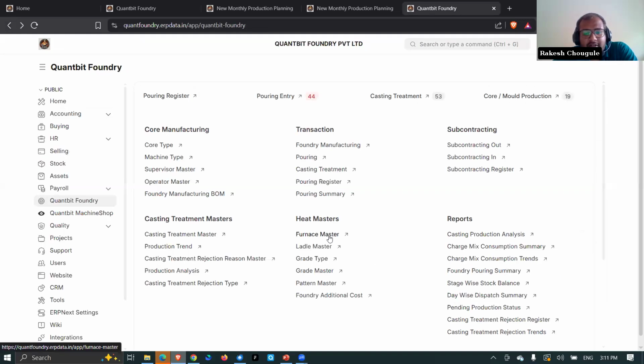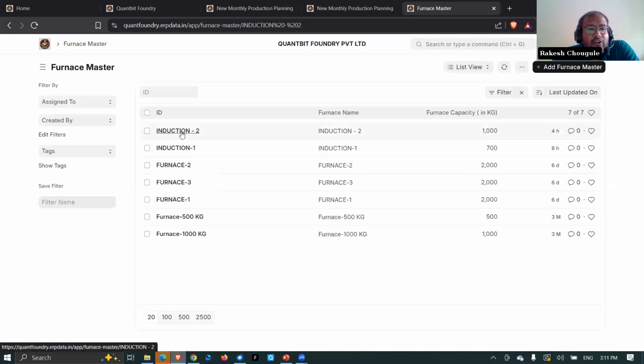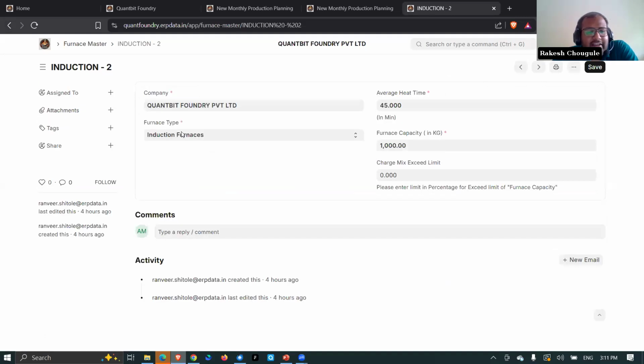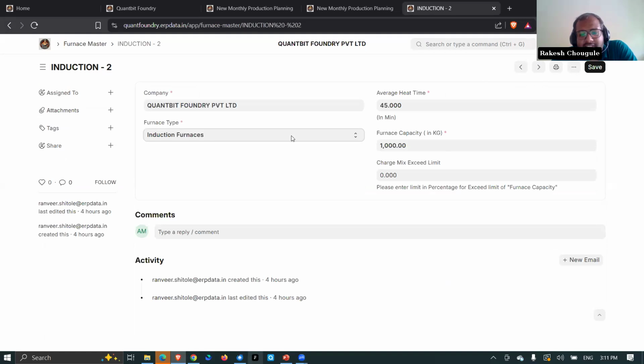Then there is a furnace master. First of all, in the furnace master, we include all our furnace related information. In the furnace master, you can see the type of the furnace, average heat time of the furnace, furnace capacity, and the excess melting material which we can add in that furnace. All that furnace related configuration is done at the furnace master.